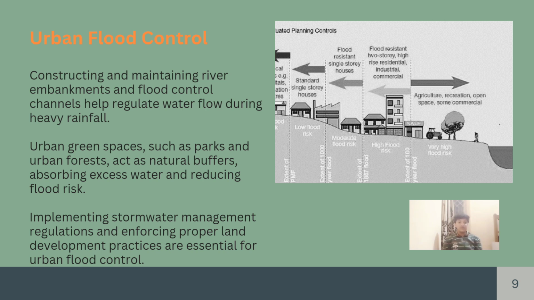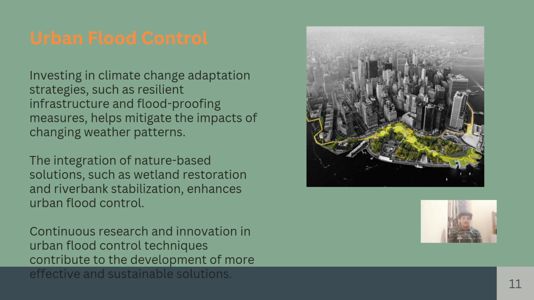such as parks and urban forests act as natural buffers, absorbing excess water and reducing flood risks. Implementing stormwater management regulations and enforcing proper land development practices are very essential for urban flood control. So let's see about the climate changes.